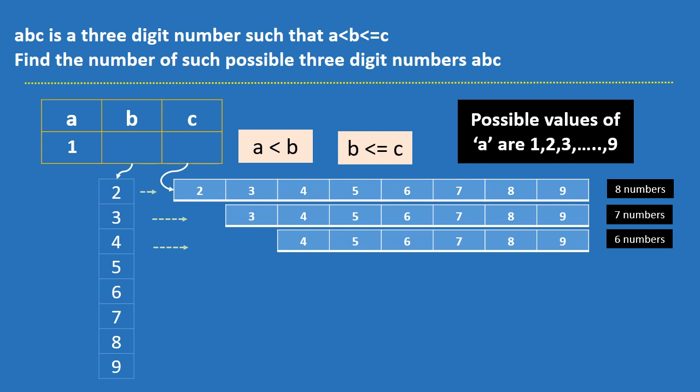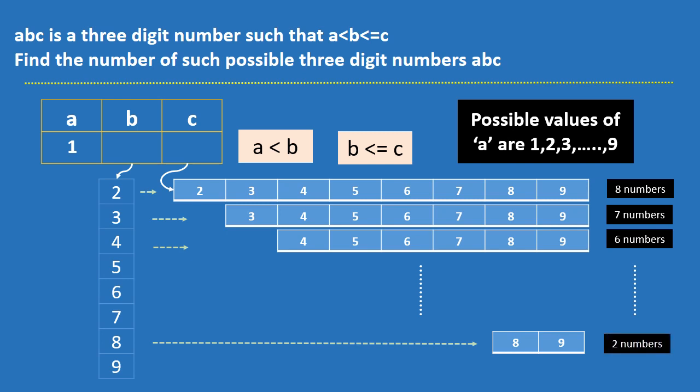That is 6 numbers. Extending the same logic, when B is equal to 8, the possible values of C are 8 and 9, which is 2 possibilities. And when B is equal to 9, there is just one possibility. So when A is equal to 1, we have the possibilities 1 plus 2 plus 3 and so on up to 8.